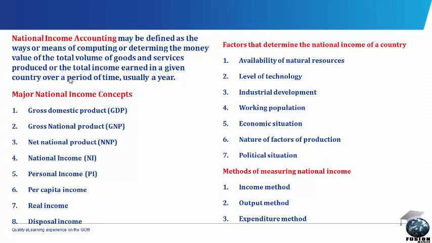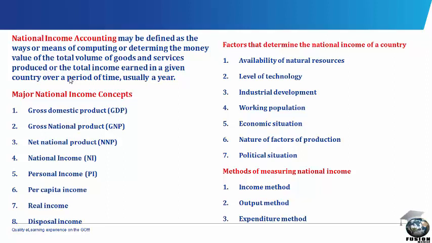4. Industrial development. Industrialization also influences national income. The presence of industries or increased industrial activities can contribute positively to national income. 5. Working population. A country with a high working population is likely to increase national income than a country with a little population.